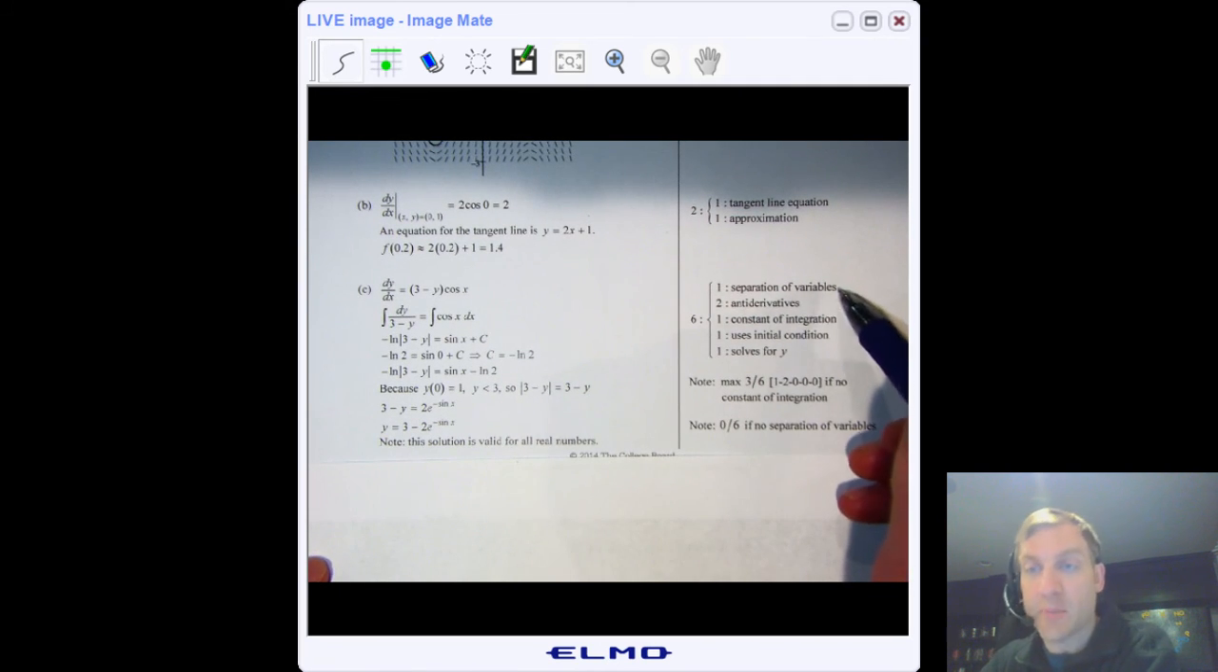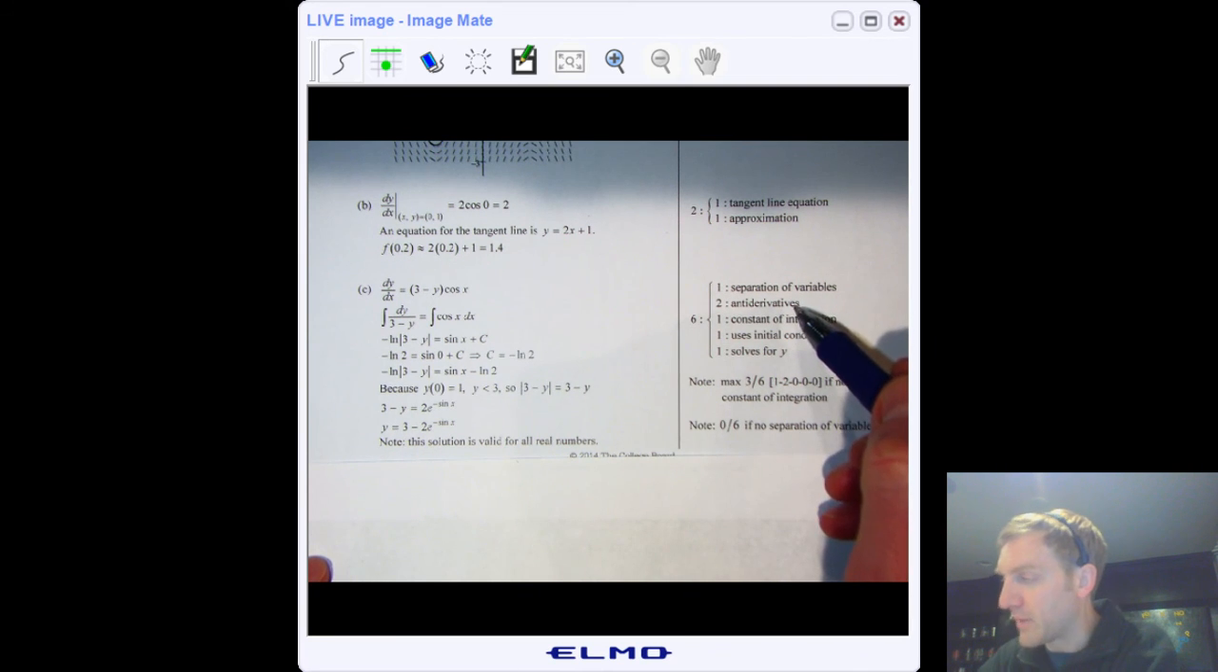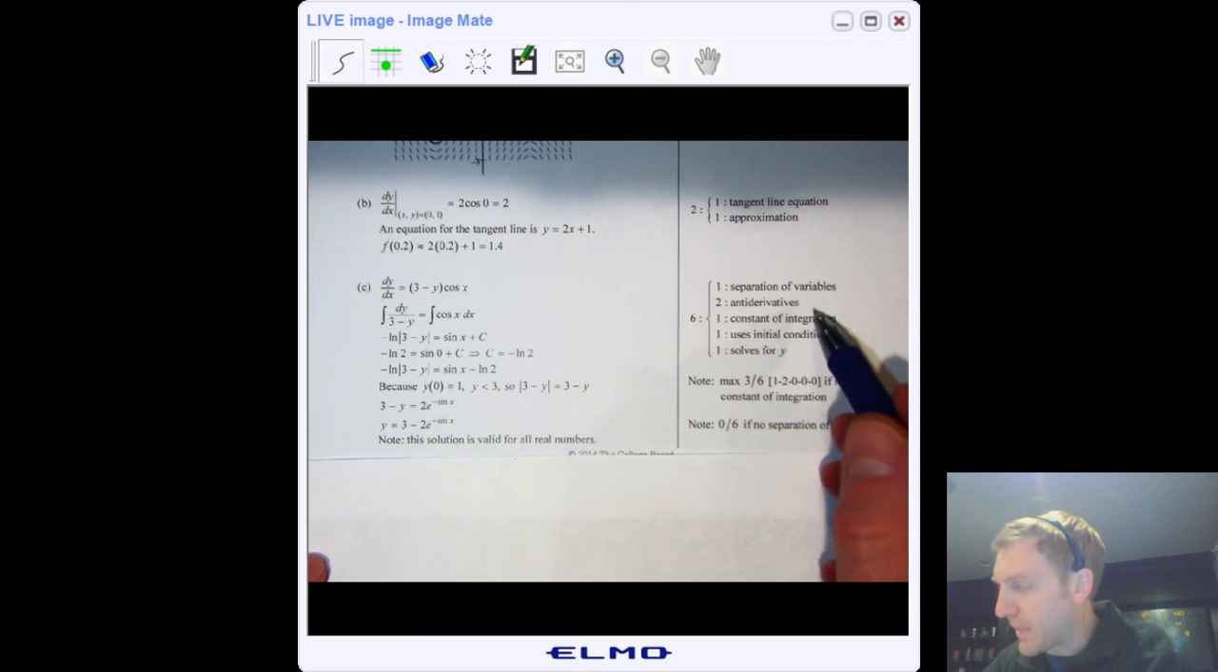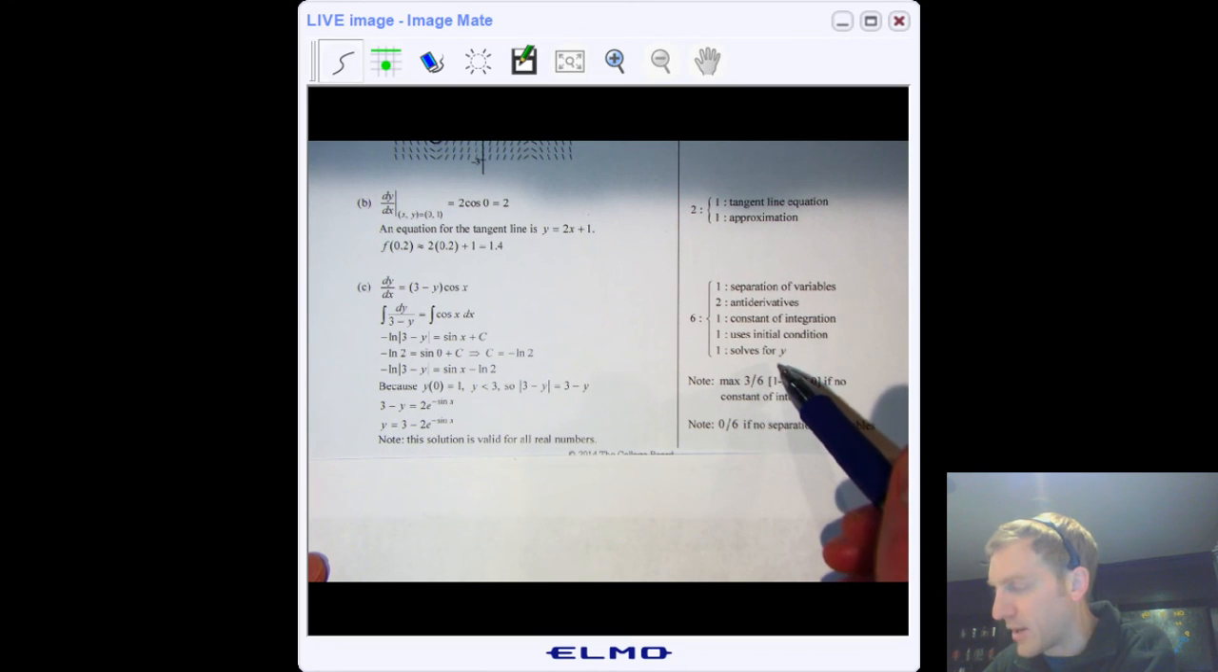1 point just for separating the variables. You do that, you get 1 point. 2 points for the antiderivatives, 1 for the left, 1 for the right. All right. 1 point for putting the plus c, the constant of integration. 1 point for plugging in your 0, 1 to solve for c. All right, and then the last point is the solving for y.